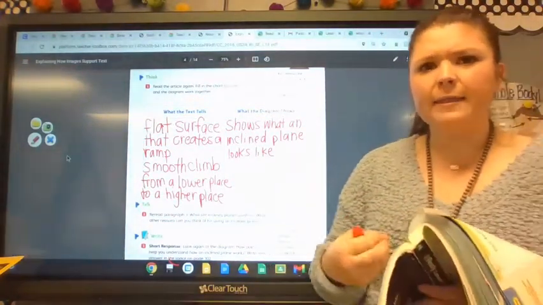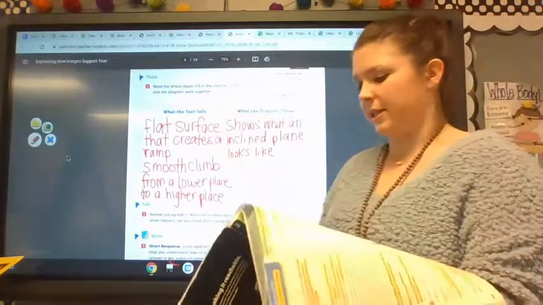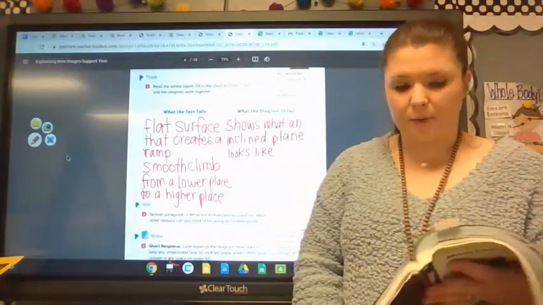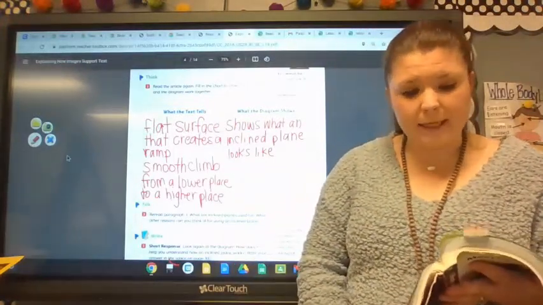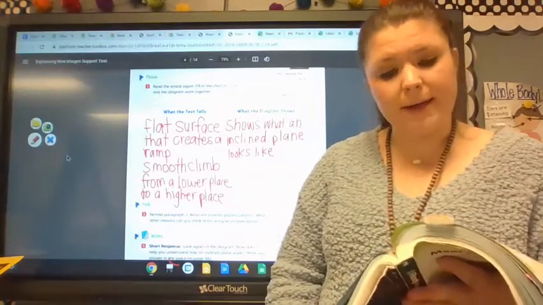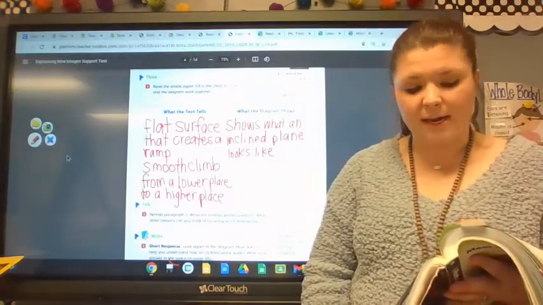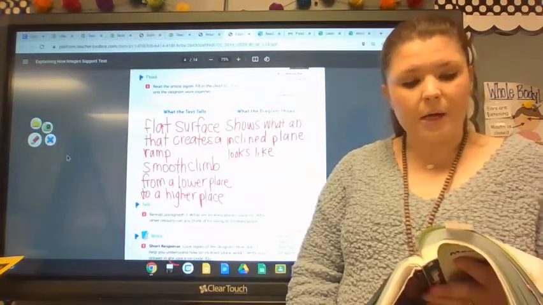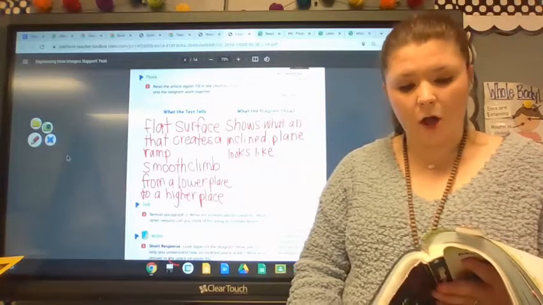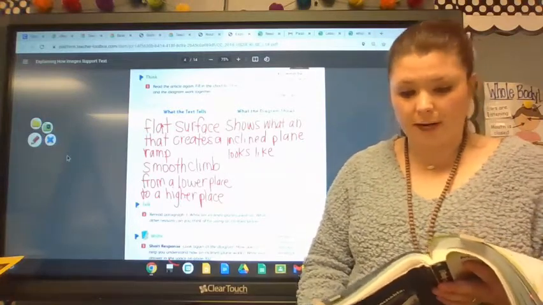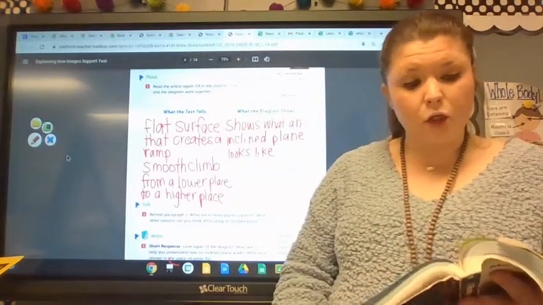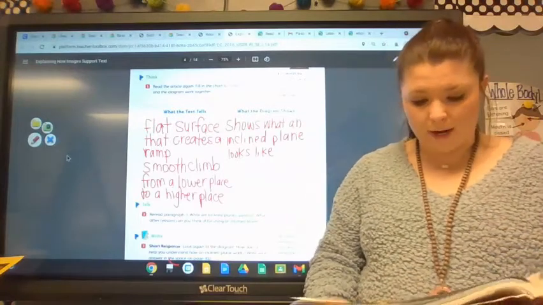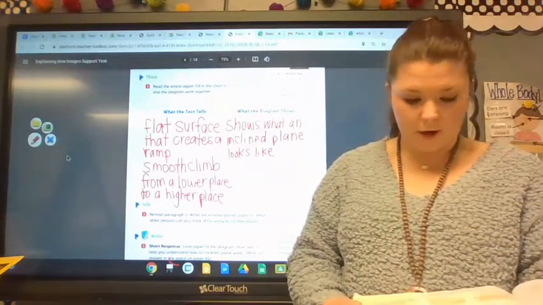All right, let's go back and read to see if there's something else that the text tells us about the inclined plane. Inclined planes let people move heavy objects more easily. They can push the objects instead of lifting them. All right, let's keep going. Today we use inclined planes all the time. Wheelchair ramps are one example. Loading ramps for moving trucks are another. Boat ramps are another. Okay?